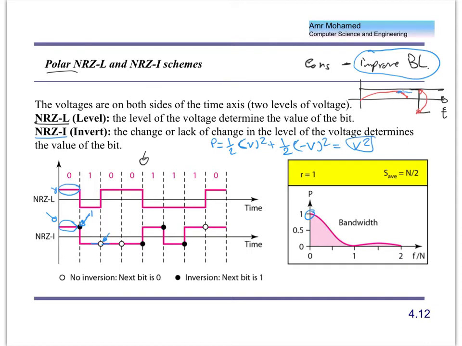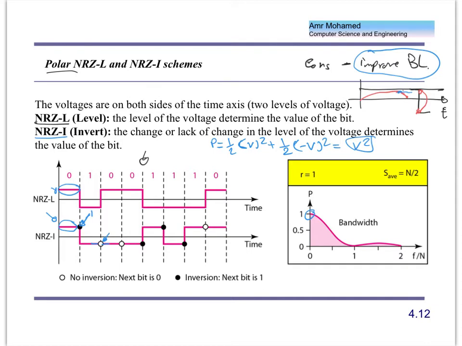And as we have discussed before, maintaining the same voltage level for a long period of time is always bad, right? Especially if it's positive or negative, because it again increases the baseline wandering, it increases the DC component, and it leaves no self-synchronization. So inversion here helps to add more transitions in the voltage level, and that's always good.